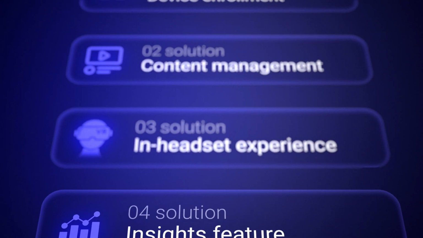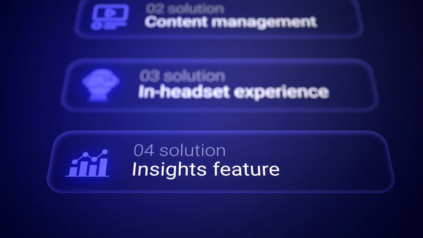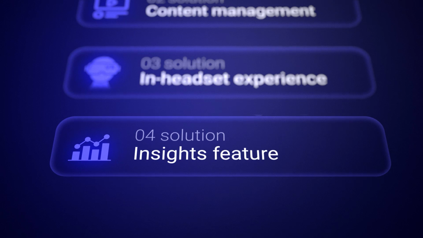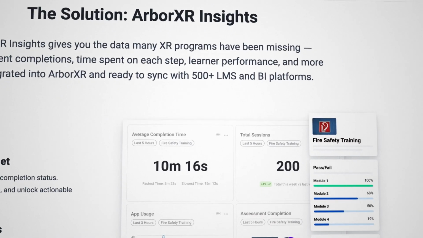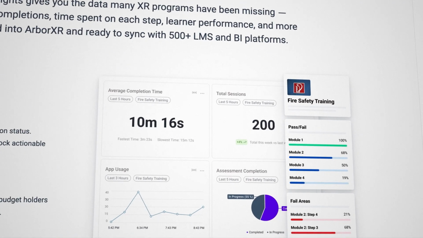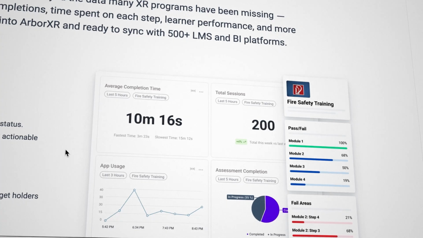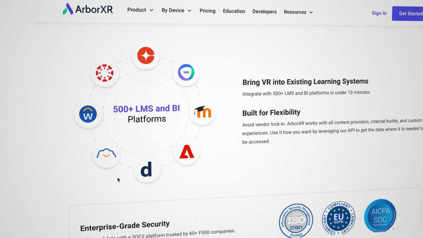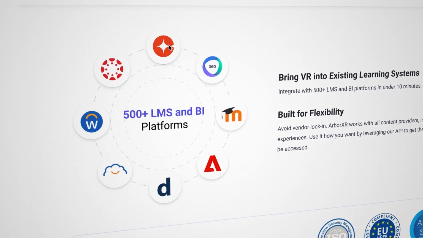With our new ArborXR Insights feature, you can actually measure how learners are performing in VR. See how much time they're spending in training, track task completion, and spot where they're getting stuck, so you can improve outcomes faster. And all of that data connects directly to your existing LMS with support for 500 plus platforms. And when it's time to report results, you've got clean, shareable dashboards that make it easy to show impact and prove ROI to your stakeholders.